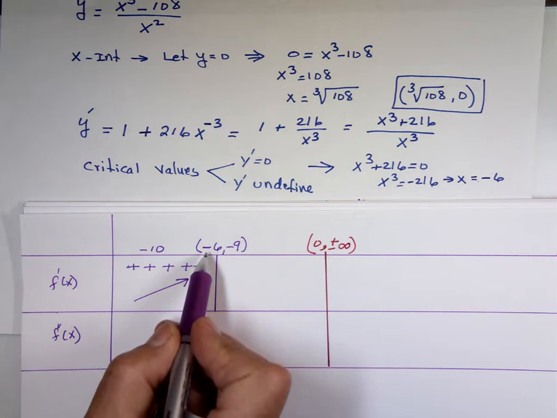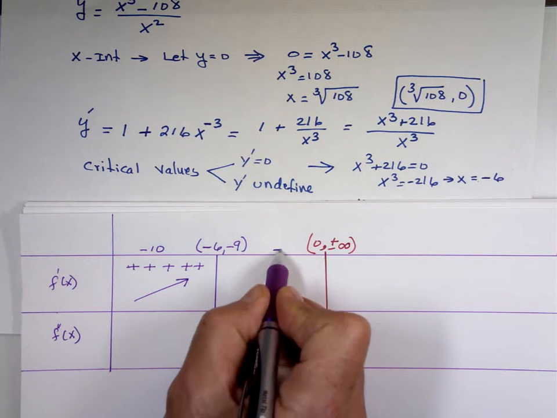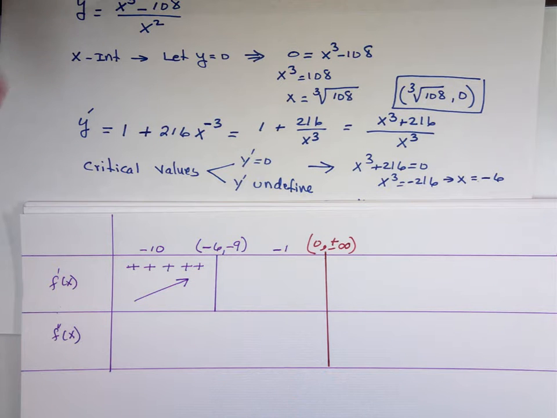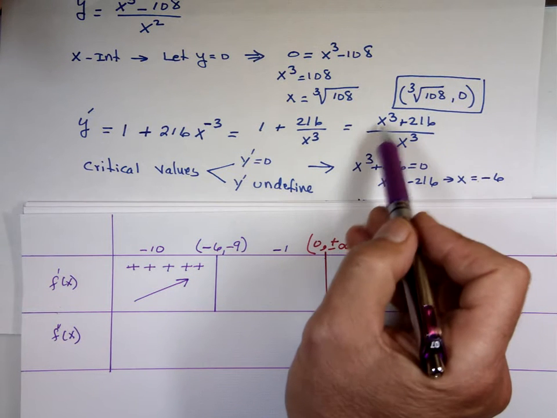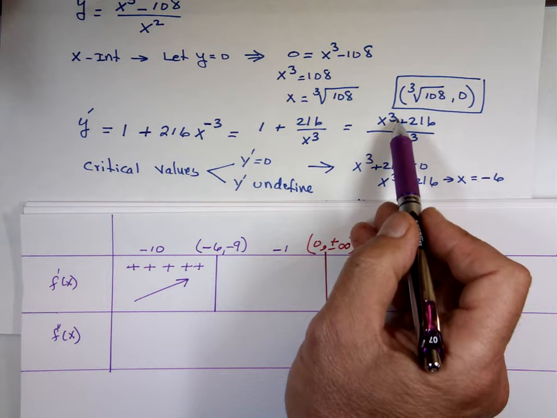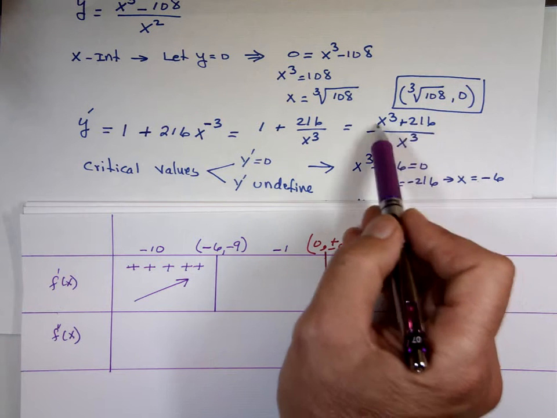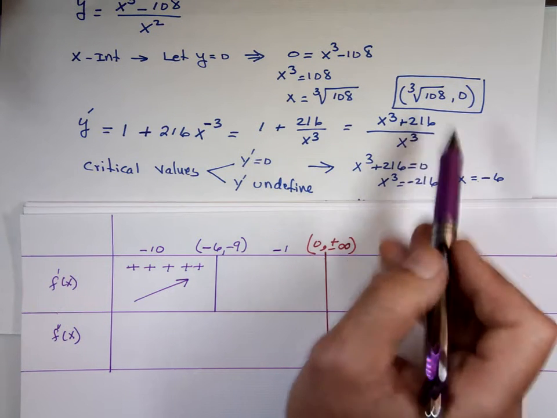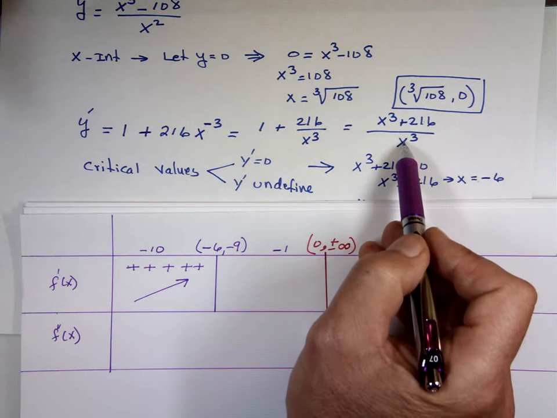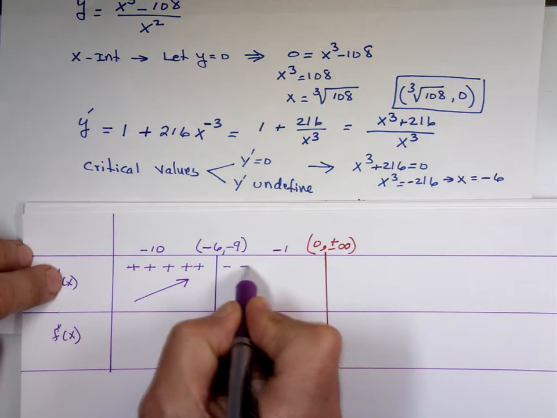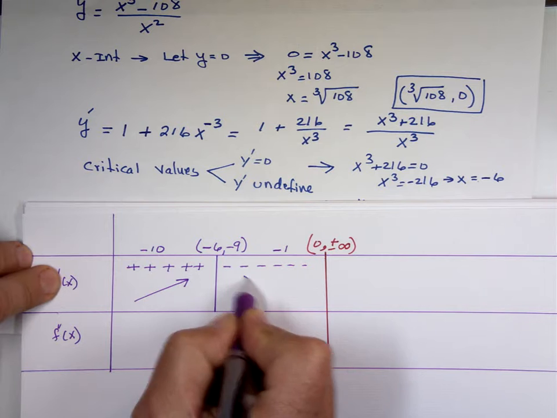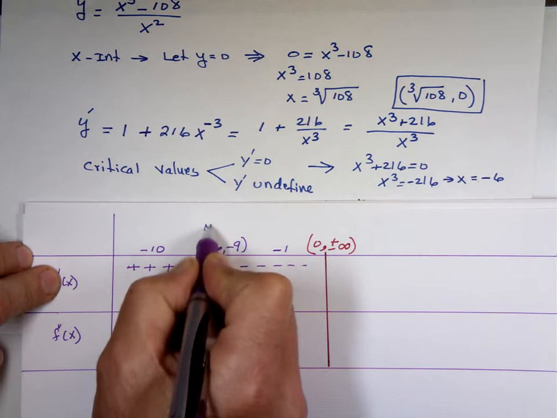Between negative 6 and 0, how about a negative 1? That's a good number to use. What's negative 1 cubed? Negative 1 plus 216, positive or negative? That's positive divided by negative, which is what? Negative. That's decreasing. This is a max value.